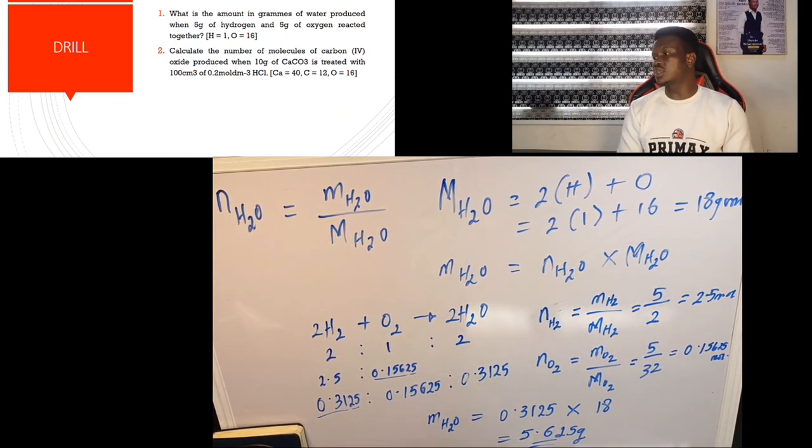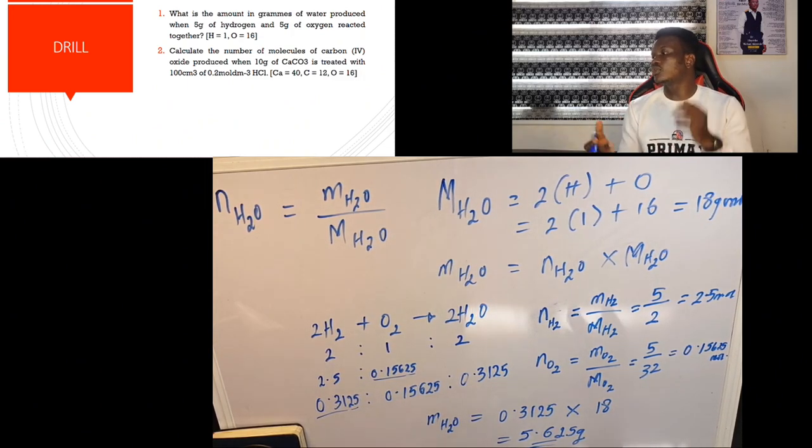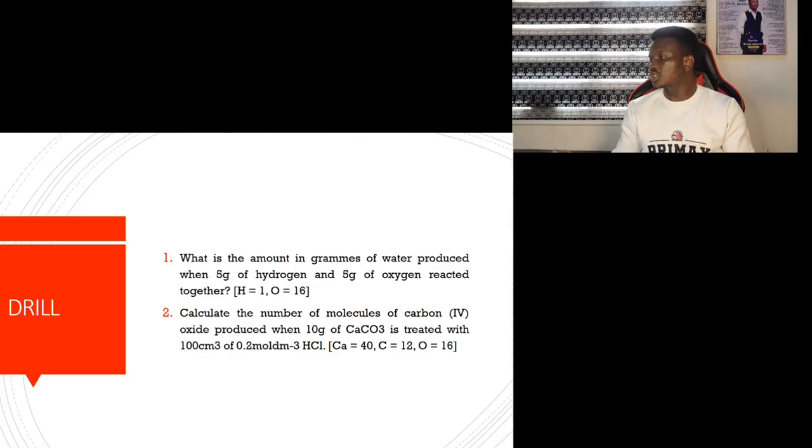So let's solve this second question. The second question says: calculate the number of molecules of carbon dioxide produced when 10 gram of CaCO3 is treated with 100 cm cube of 0.2 mole per dm cube HCl. In this scenario too, you already know where you are going. Number of mole is equal to number of particles over Avogadro's constant. So number of molecules will be equal to number of mole times Avogadro's constant. That's the formula you're using.